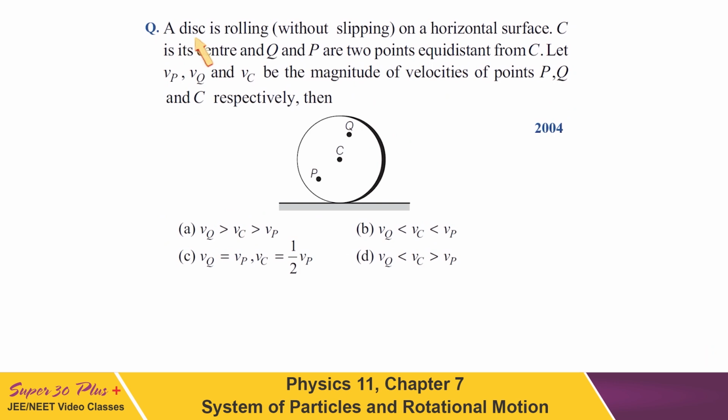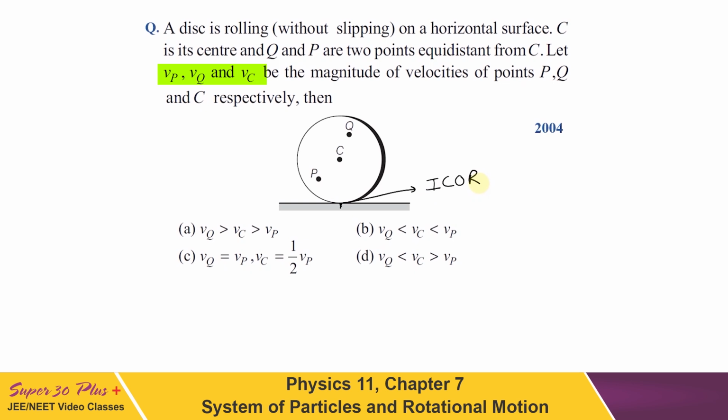In the next question, a disc is rolling without slipping on a horizontal surface. C is its center and Q and P are 2 points equidistant from C. Let VP, VQ and VC be the magnitudes of velocities of points P, Q and C. Then we have to find the relation between VP, VC and VQ, which one is larger, which one is smaller. So let us think logically over it. As it is pure rolling, the bottom contact point should be the instantaneous center of rotation, known as I core, and it must have zero velocity.